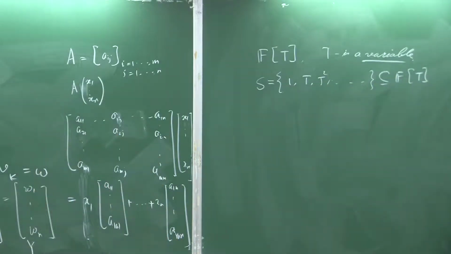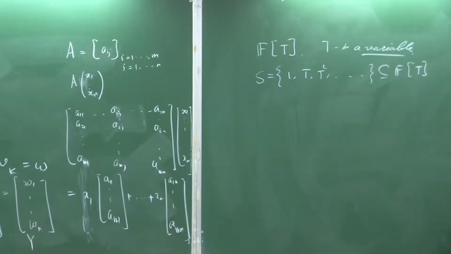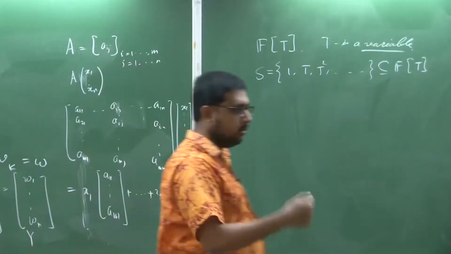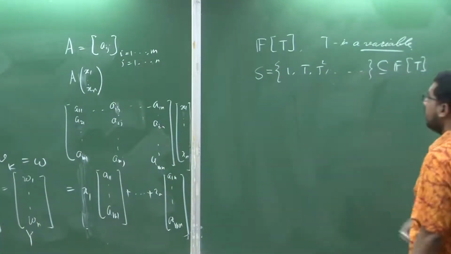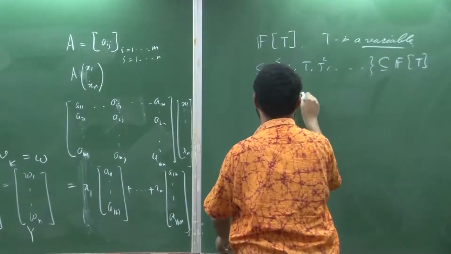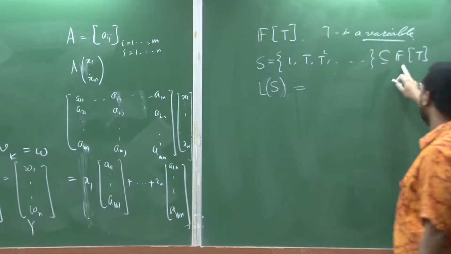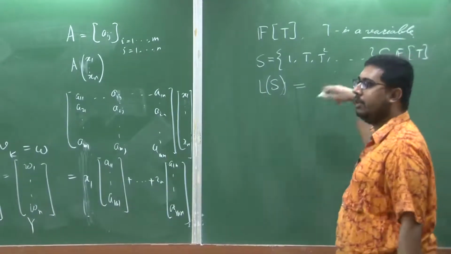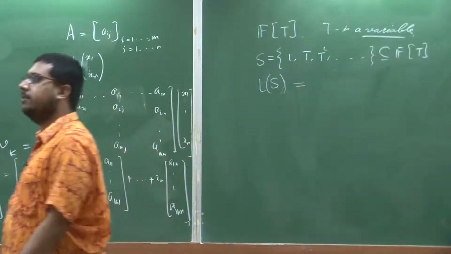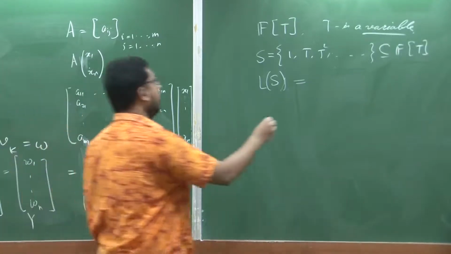As I said, mostly we will be dealing with the case when S is finite, but we will encounter two such instances where S is not finite, and this is one. So, the question is, what is the linear span of S? It is easy to see that any polynomial here will be a linear combination of finitely many elements from the set S. Therefore, L(S) is nothing but F[t].